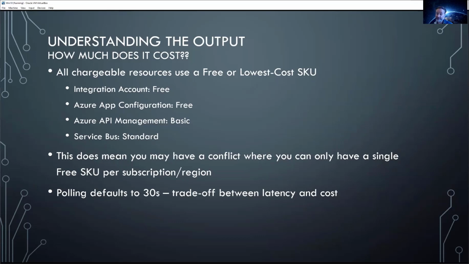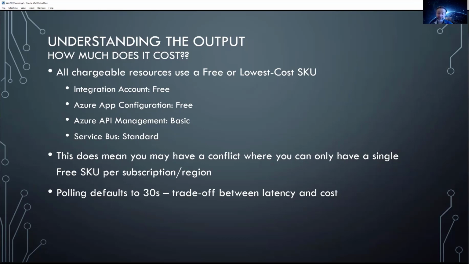So integration accounts use the free SKU, app configuration uses the free SKU, API management uses the basic SKU, and Service Bus uses the standard SKU. That does mean that there are some limitations there because, for example, with Azure app configuration, you can only have one free SKU per subscription.